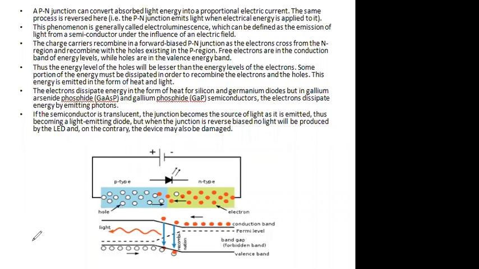We simply know that as a PN junction is a unidirectional device, if we apply reverse bias, the PN junction may be damaged. The same thing happens here. Okay.